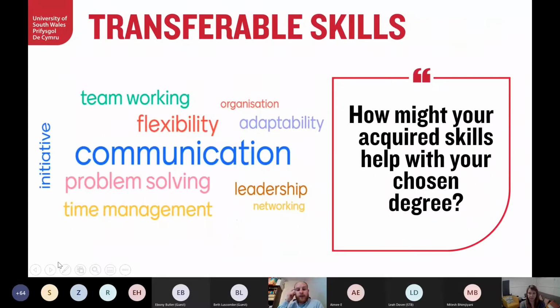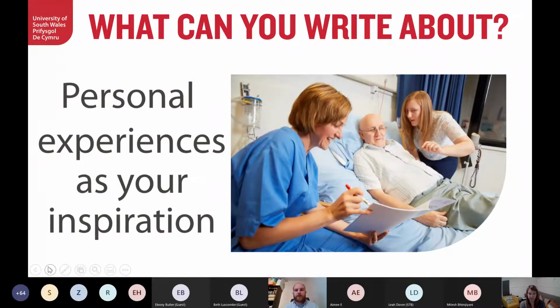And then the other thing I'm just going to touch upon is maybe why you want to study the course. So lots of people sort of say, well, how do I start a statement? How do I show that I'm really passionate about this subject? Now, I don't really want to tell you exactly how to start your personal statement, because it obviously is a personal document, but I would say these are the 3 areas that we get that are quite common for most people. So the first one is you've got some sort of personal experience as your inspiration.